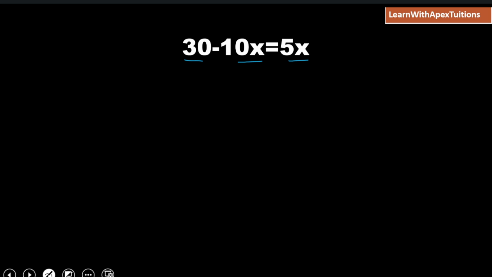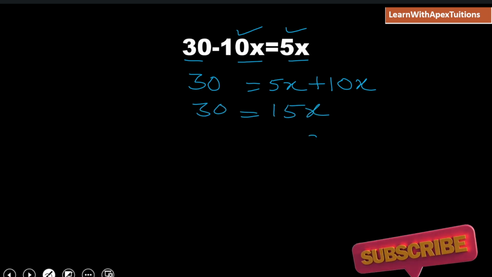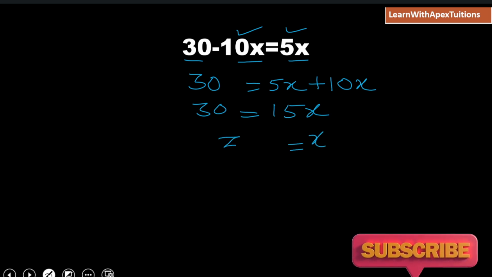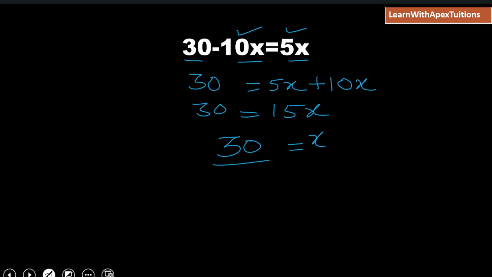This is a 3 term but x terms are 2 variables. I'll keep 30 as it is. 10x and 5x को एक साइड कर लेती हूँ. 5x minus 10 RHS shift हुआ तो it becomes plus 10x. 30 is equals to 5 plus 10 15x. Keep this x as it is. 15 outside गया तो LHS side गया तो it becomes divided by 15. 15 ones are 15 twos are 30. The value of x is 2.